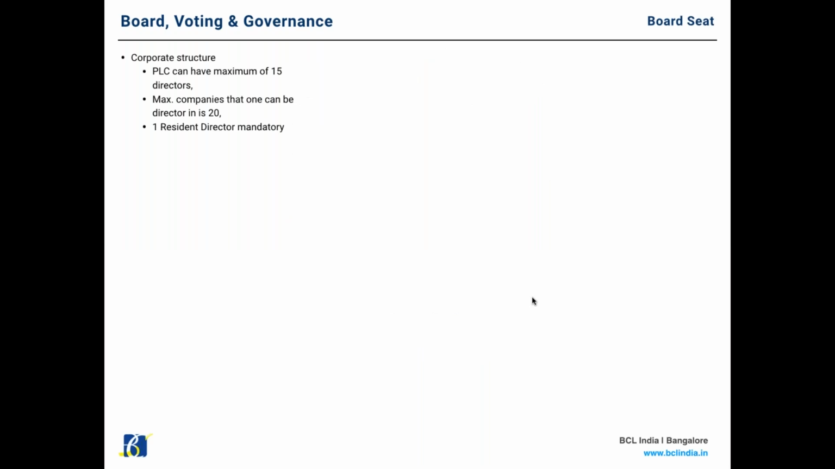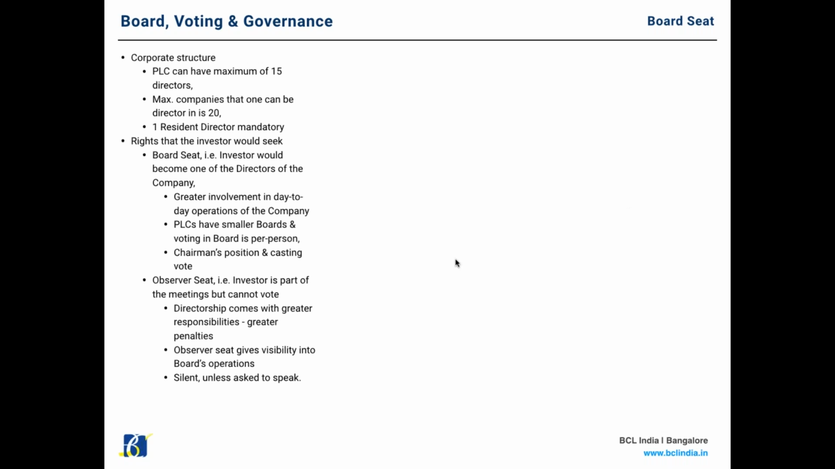Like I mentioned in the previous slides, the private limited company can have a maximum of 15 directors. Maximum number of companies that an individual can be part of is 20 as a director. Now, if you look at foreign companies, they mandatorily need to have one resident director. So if any of you set up a US company, Singapore company, and want to set up an India R&D center or the India startup, you would need to have one resident director on your board.